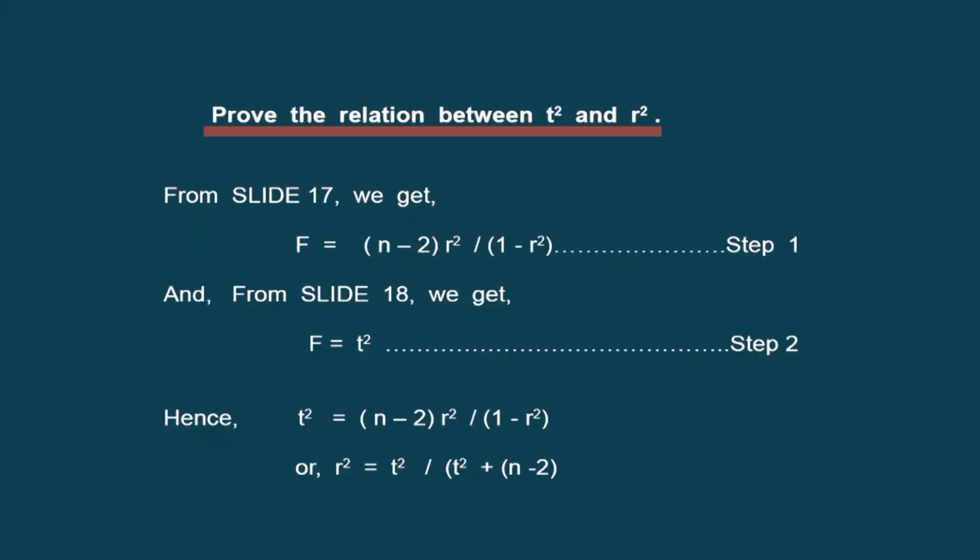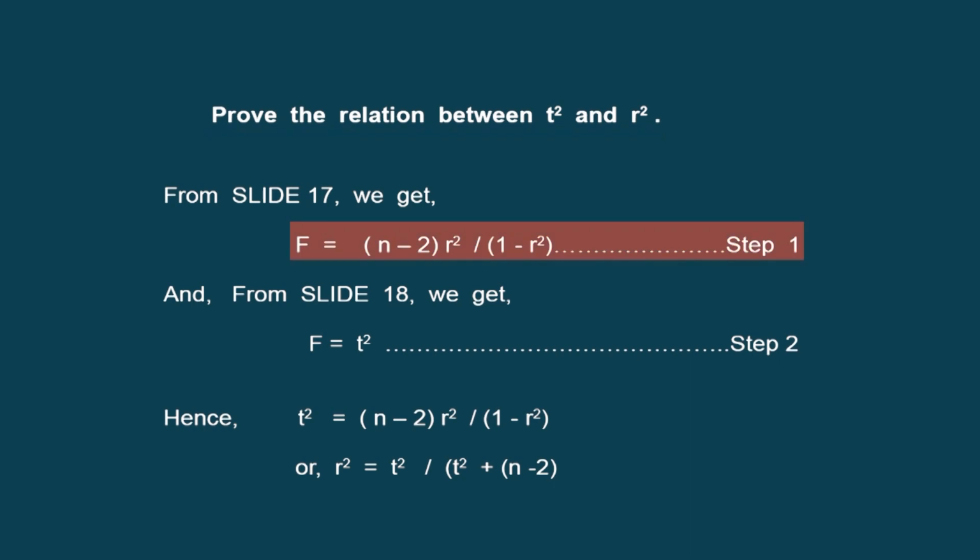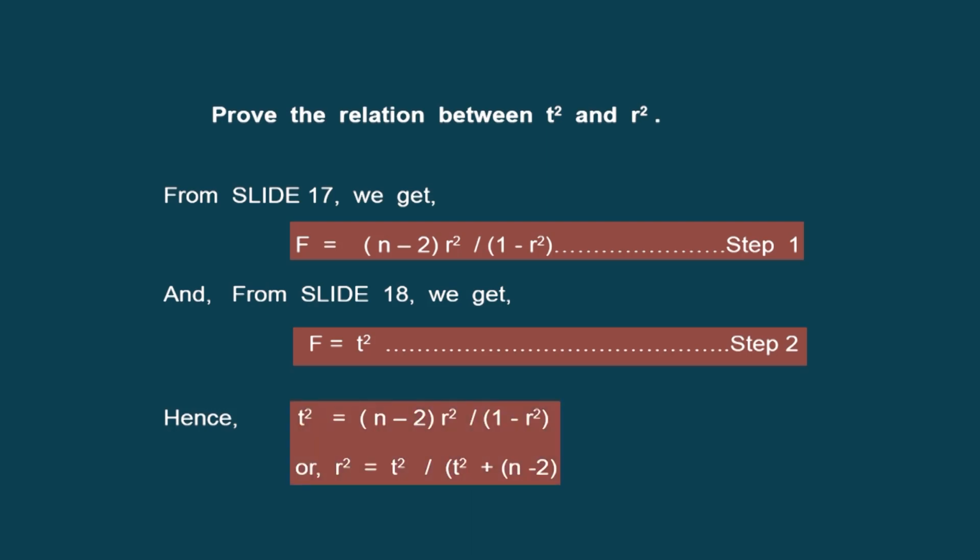Now, in order to get the final expression of t square and r square, we go from slide number 17, where we go for step 1, which is the relation between F and r square. And from slide number 18, that is the previous slide, we get F equals t square. So these two derivations are done in the respective slides. Slide number 17 corresponds to this, and slide number 18 corresponds to step 2. Since both of them are equal to F, we can equate the expressions and we get the final expression of r square with the t square.